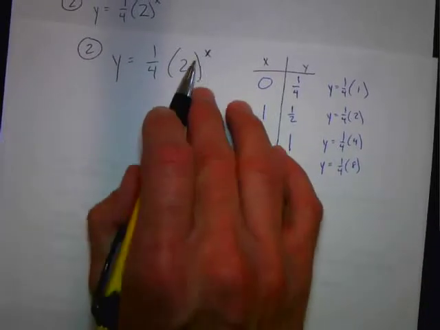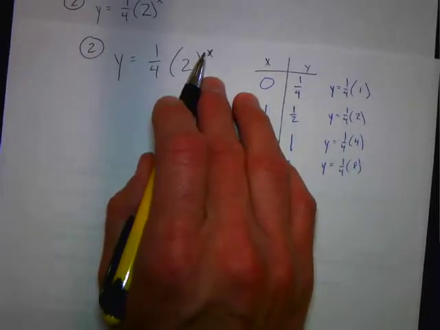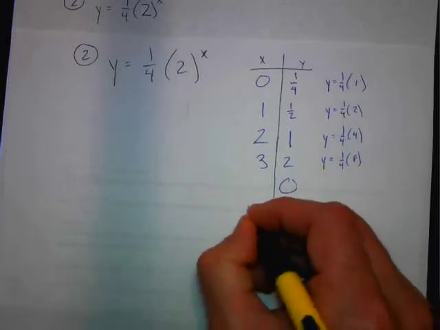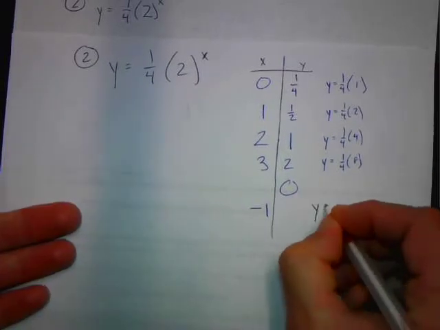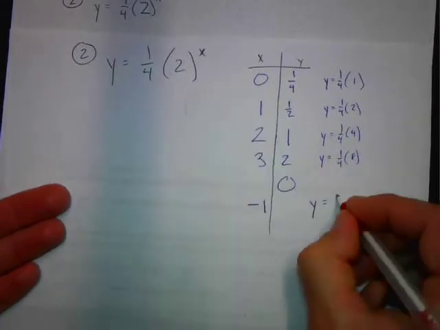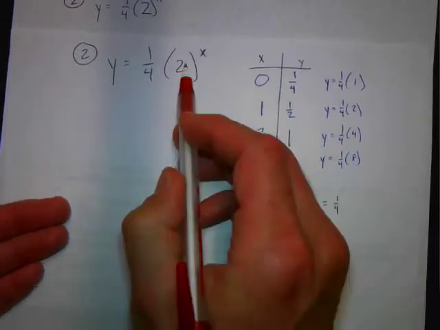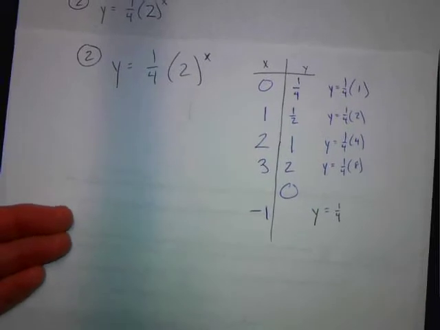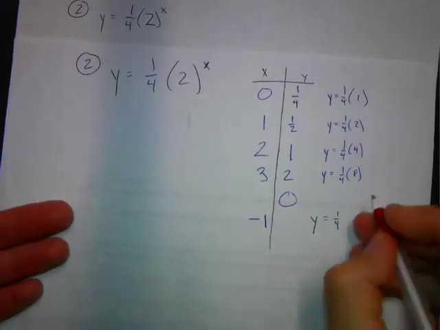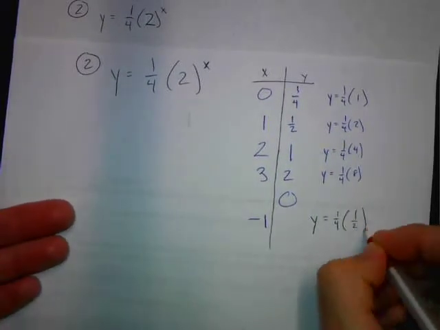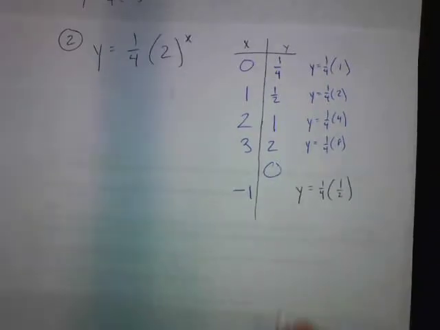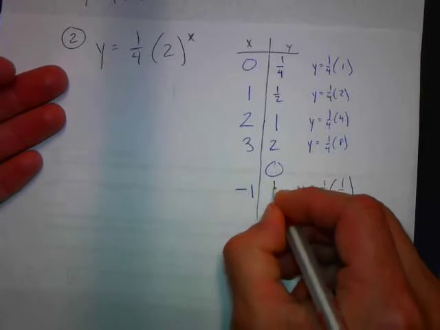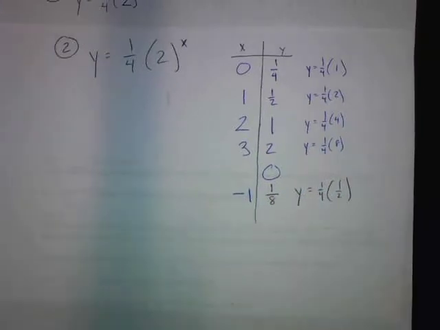What if we picked a smaller number for x? What would happen if x were negative? Let's go into what if x were negative 1? Y would equal 1/4 times 2 to the negative 1 power. By the law of exponents, 2 to the negative 1 power is 1/2. So if x was negative 1, y would be 1/8. Well, that's interesting. So that's getting smaller.